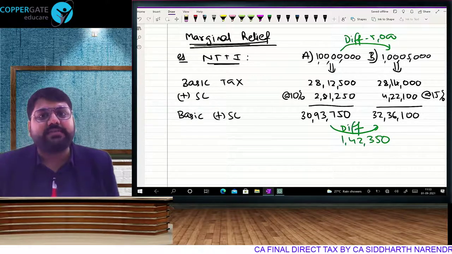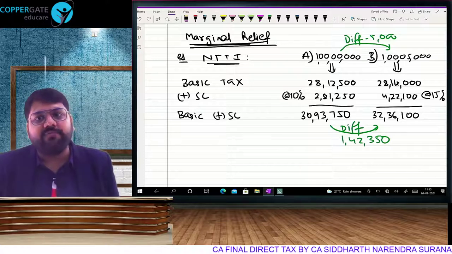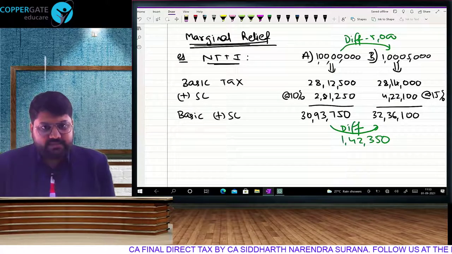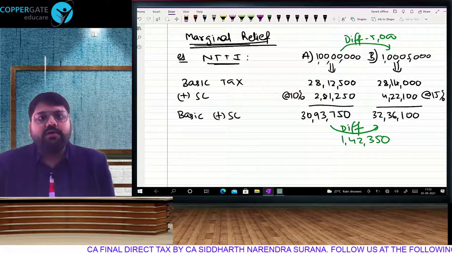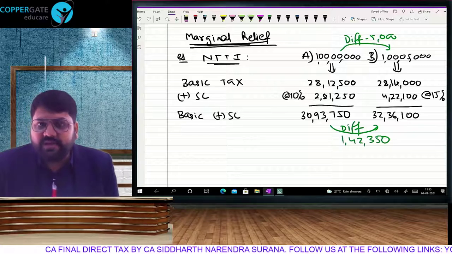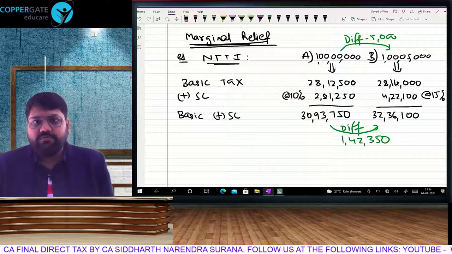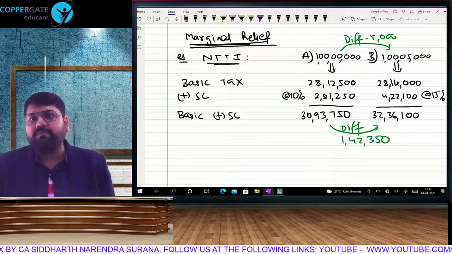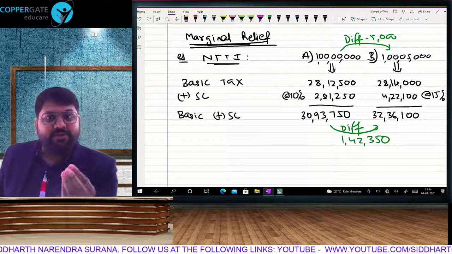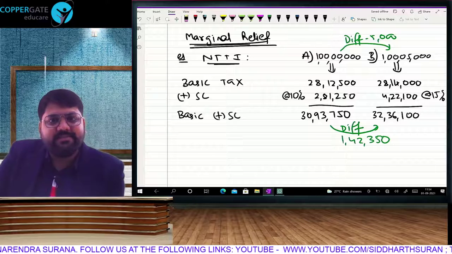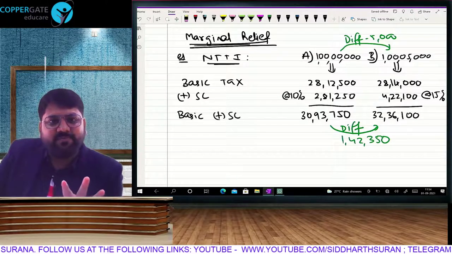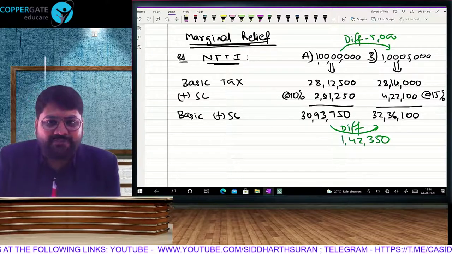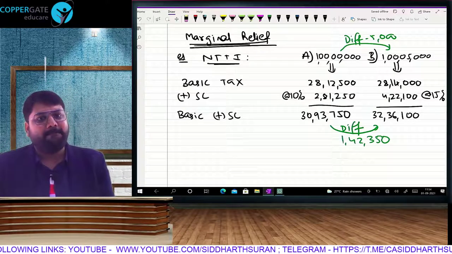The difference in tax cannot be more than the difference in income. How much is the difference in income, by the way? 5,000. Difference in tax can be maximum 5,000. It cannot be 142,350. In 5,000 also, we are taking 100% tax. He has earned 5,000 more, we are taking that full 5,000. That is still okay, but taking 142,350 because of 5,000 is nonsense. Do you understand that?